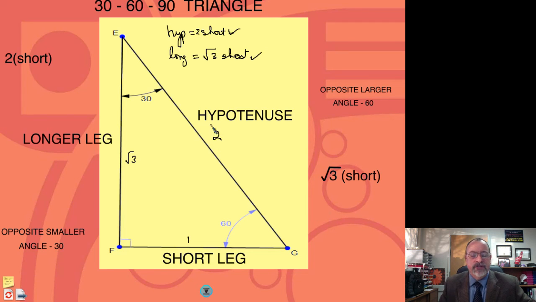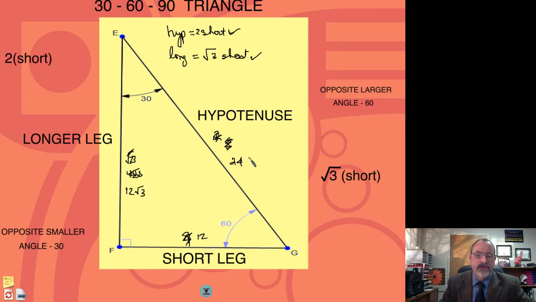So if you know the shorter, I can get the others. I'm going to go on. So if this is 4, what would the longer leg be? 4 times radical 3, because the longer leg is radical 3 times it. What would the hypotenuse be? Twice this, which would be 8. Alright, so if my shorter leg was 12, what would the longer leg be? Well, radical 3 times that, 12 radical 3, and the hypotenuse would be 12 times 2, which would be 24.